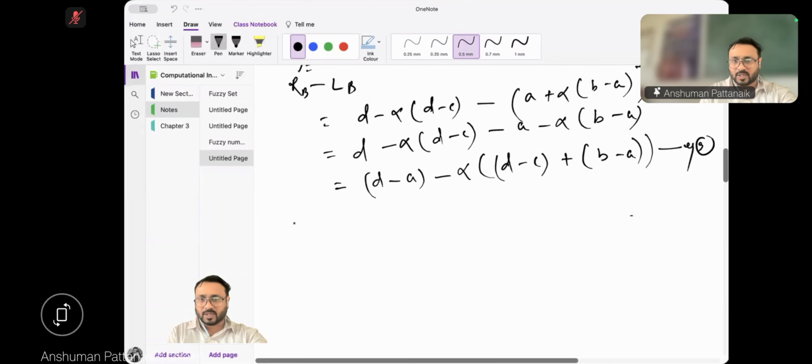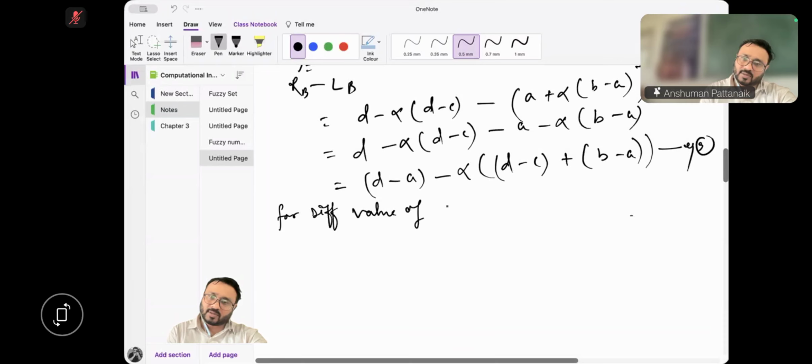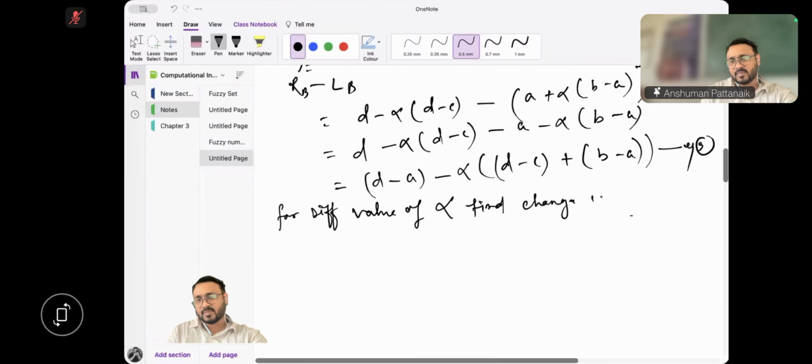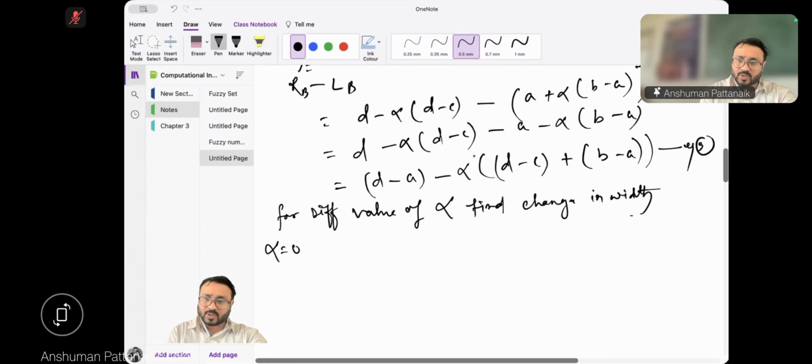Now let's take the observation. For different values of alpha, what is the change in the width? Find the change in the width. If the alpha value is equal to zero, so put alpha equal to zero. What will be the width at alpha equal to zero? If this term is zero, this whole term is zero, then it will be d minus a.